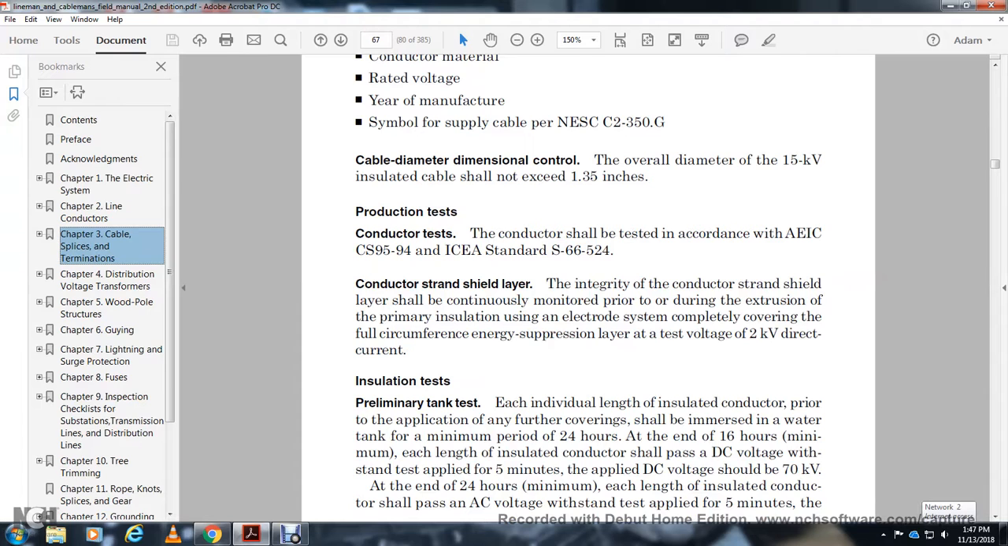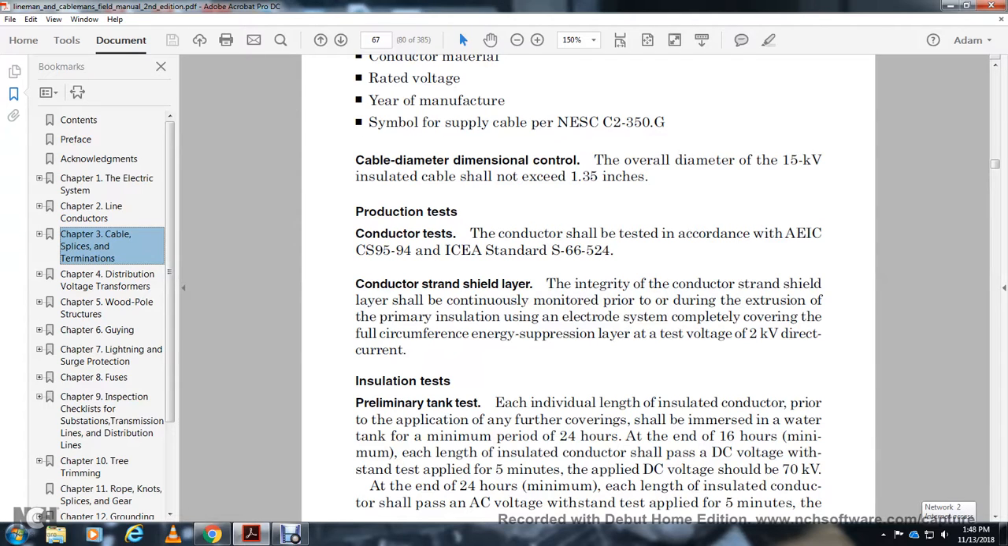Primary length tank test. Each individual length of the insulated copper conductor, prior to the application of any further covering, shall be immersed in a water tank for a minimum period of 24 hours. At the end of the minimum period, each length of the insulated copper conductor shall withstand a DC voltage test applied for 5 minutes. The applied DC voltage should be 70 kilovolts.